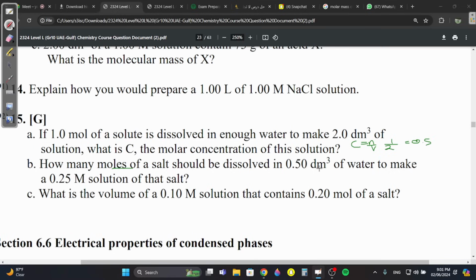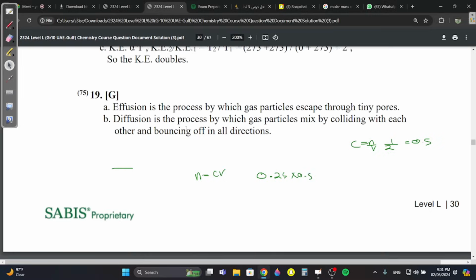How many moles of a salt should be dissolved in 0.5 dm cube to make 0.25? Always remember N equals CV. Just cross multiply. Just play around with the formula. You're going to get 0.25 times 0.5, and you should get 0.125, I think.